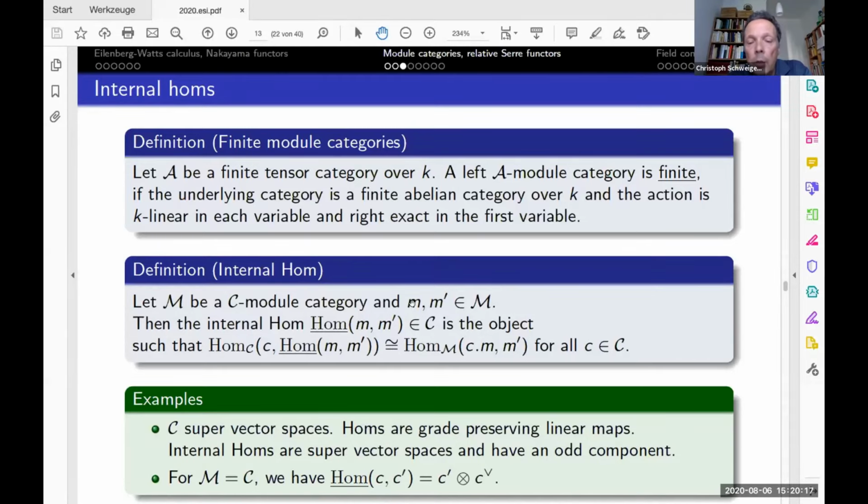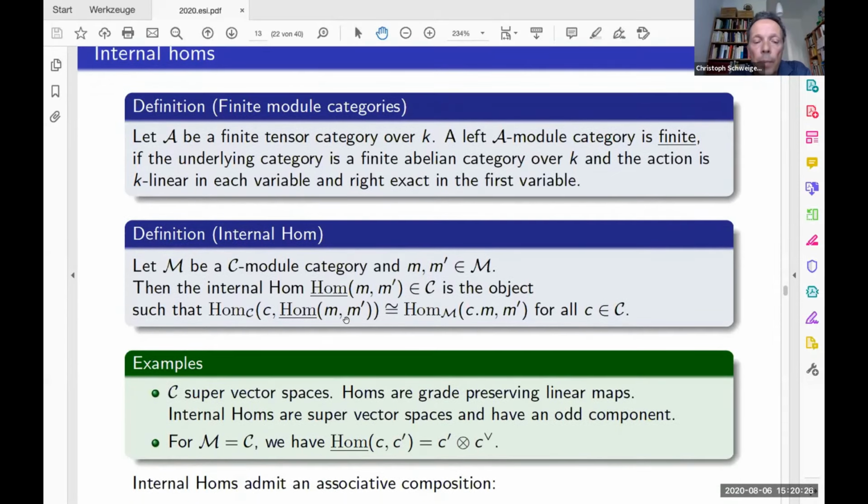It turns out that these internal Homs behave very much like objects you know. So for example, let's take the monoidal category of supervector spaces. So these are Z2-graded vector spaces with a certain braiding. The Homs, the ordinary Homs in the category theoretic sense, are grade preserving linear maps, but the internal Homs are themselves supervector spaces. So these are matrices that have even components and odd components, and everybody who has calculated with some superstructure has implicitly used internal Homs in this category of supervector spaces. And what is important is that very much as you can compose Homs, you can compose internal Homs, and the composition is associative, of course, with respect to the associator of the monoidal category C, because the internal Hom is an object in the monoidal category C.